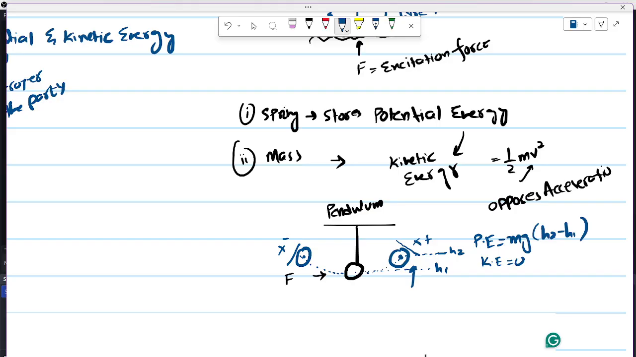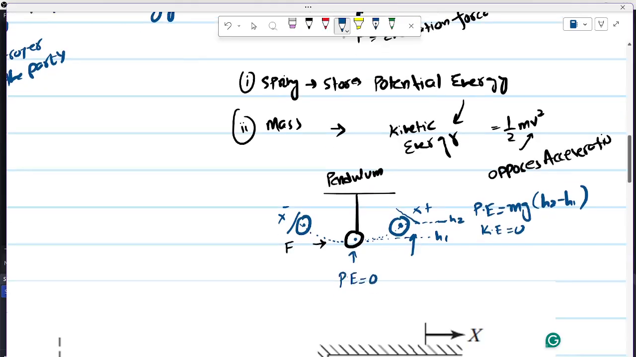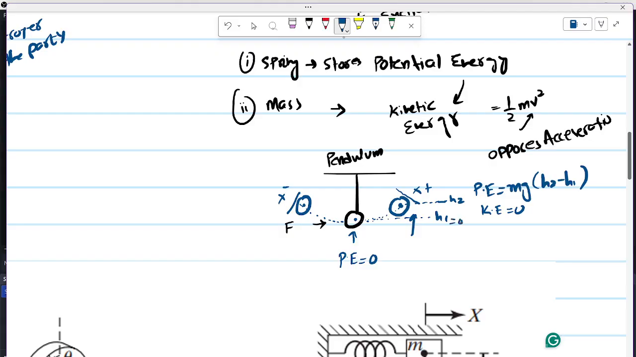What will happen naturally, it will release that potential energy, and it will tend to go back to its original position. As it moves towards the original position and reaches this particular point, the potential energy is minimum, becomes zero. Let's suppose h1 is zero. And the kinetic energy is maximum, because at this point the velocity will be maximum, half m v square.